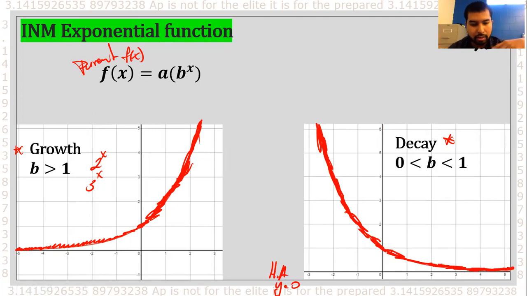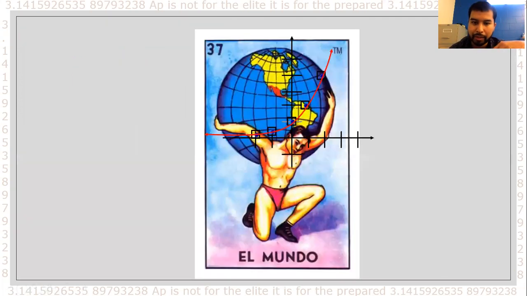Both of these will be bounded because there's a horizontal asymptote at y equals 0, at the x-axis. Are they symmetrical? Hopefully you're able to see that my left does not equal my right, so these are not symmetrical.